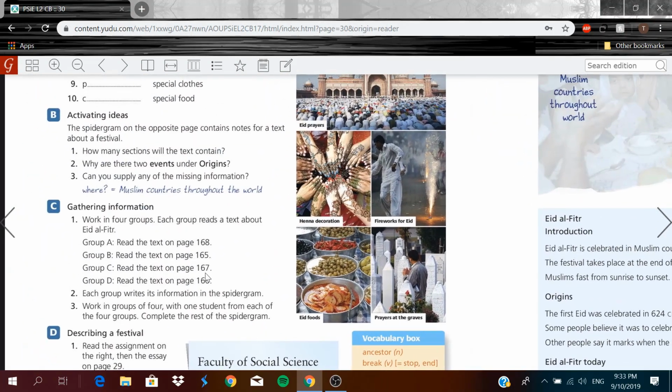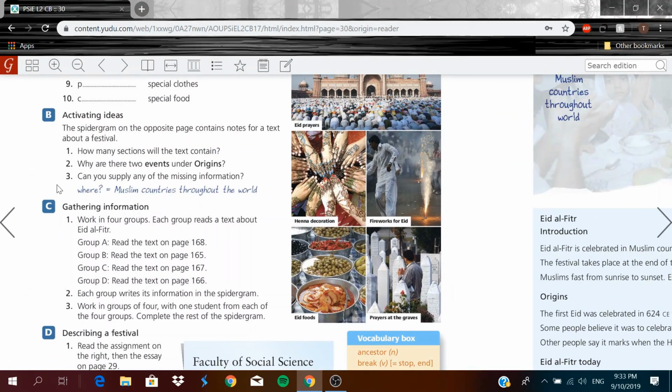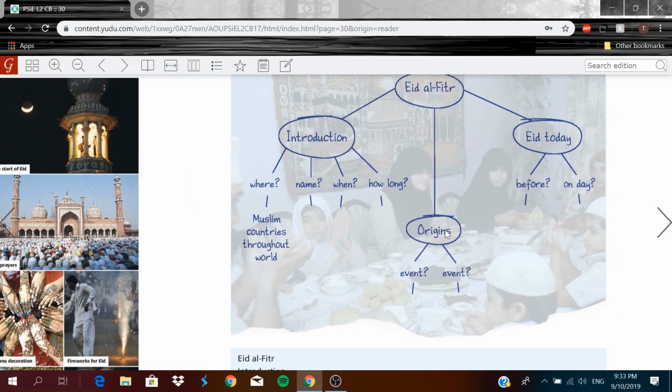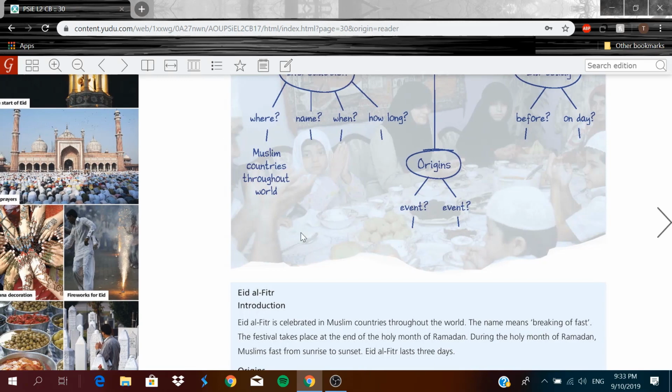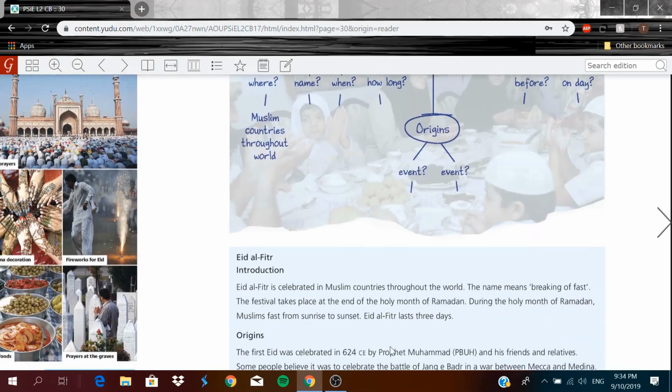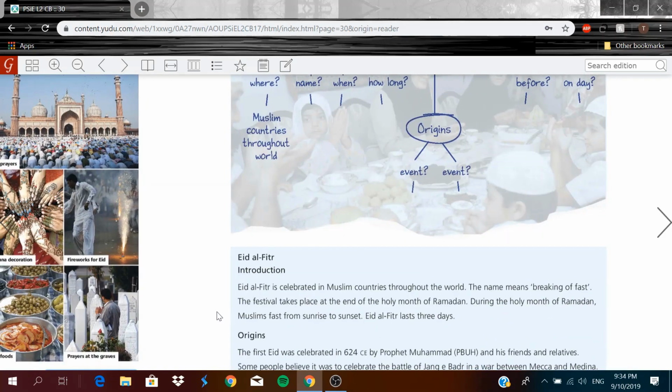Okay, now let's go to number 3. Can you supply any of the missing information? Okay, so in the spidergram, we have quite a few things that are missing. So we talked about the origins. Now let's go to introduction. So where, Muslim countries throughout the world; name, Eid al-Fitr; when, it's usually right after the holy month of Ramadan. So where is it? The festival takes place at the end of the holy month of Ramadan. And how long? Eid al-Fitr lasts for 3 days.